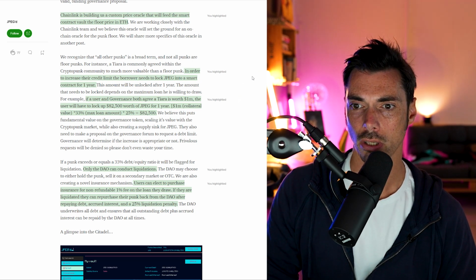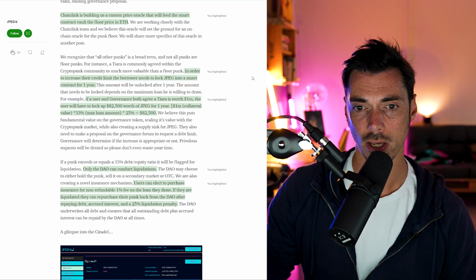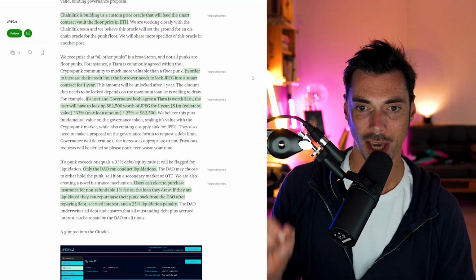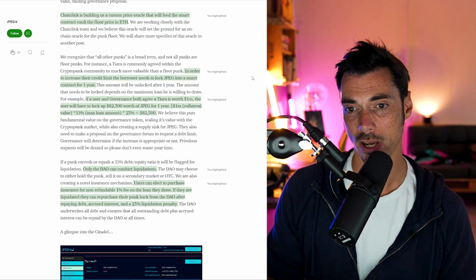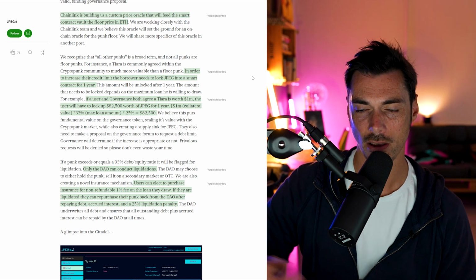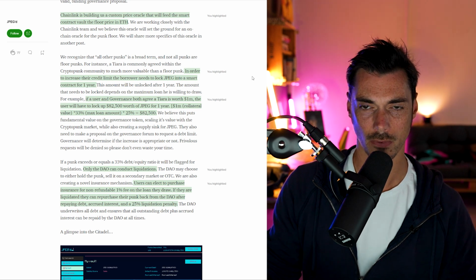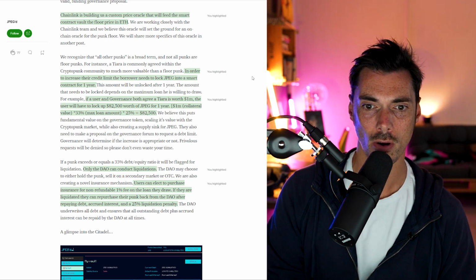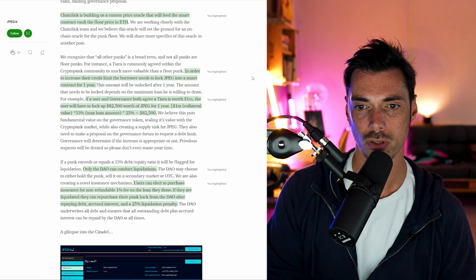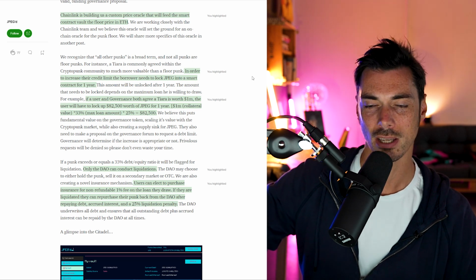So for instance, if you have a floor punk and your credit limit is set at X, you can increase your credit limit by staking JPEG, the governance token, into a smart contract for a year. And then there's kind of this dance you will do with the DAO to decide whether you should get more because the punk itself is worth more.